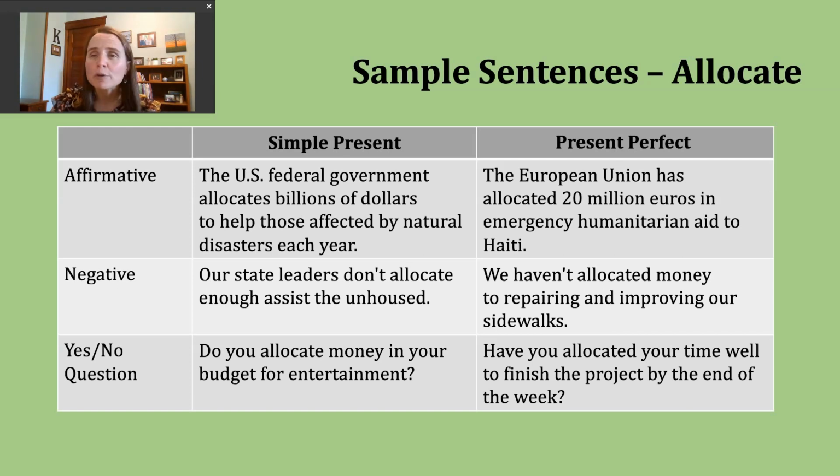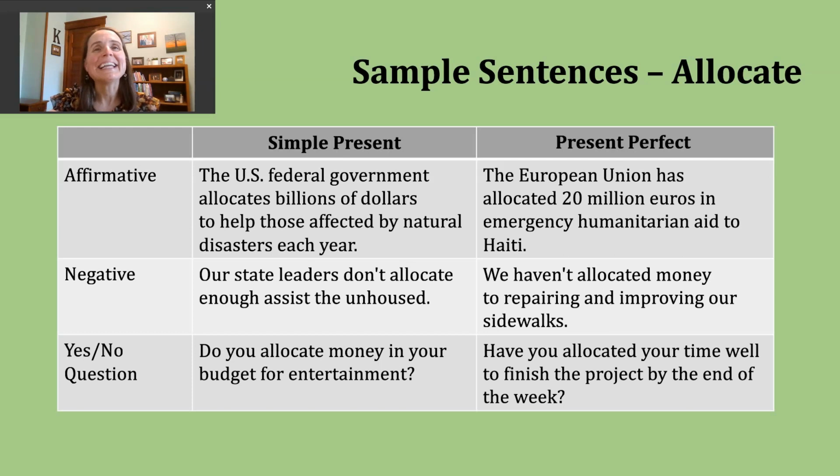The U.S. federal government allocates billions of dollars to help those affected by natural disasters each year. Okay? So here, federal government refers to kind of the national government in the United States, so not each individual state's government, but our national or federal. Okay? And this is a true statement, a factual statement. As they create budgets and plans, right, they set aside billions of dollars to help people who might be affected by hurricanes, tornadoes, wildfires, etc.